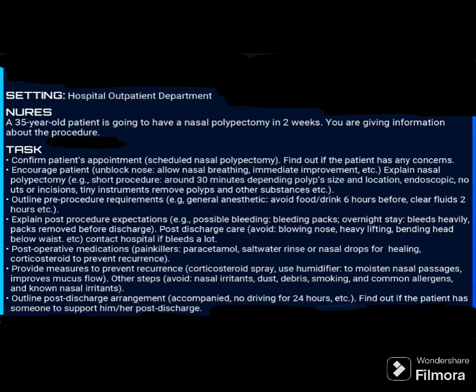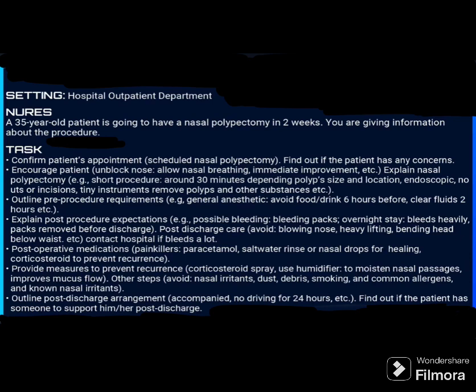Overnight stay is mandatory for you. Because we can expect some more bleeding, you may need some medical advice. So you can stay here overnight, and just before the discharge, the pack will be removed. Moreover, I would like to tell you some points to avoid. Please try to avoid blowing your nose heavily, heavy lifting, and bending your head below your waist. And after getting discharged, if you have heavy bleeding, please try to get back to the hospital as early as possible. Is it okay for you, or are you clear with that? Like that we can ask.